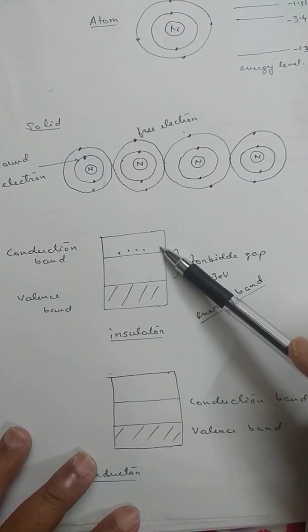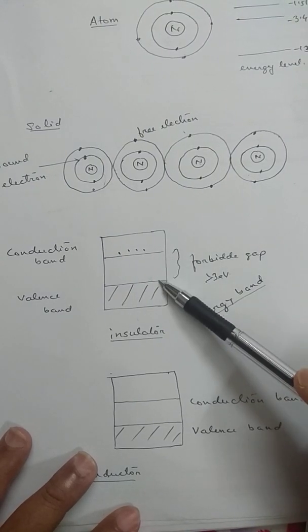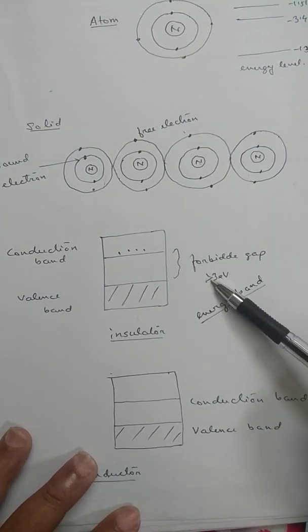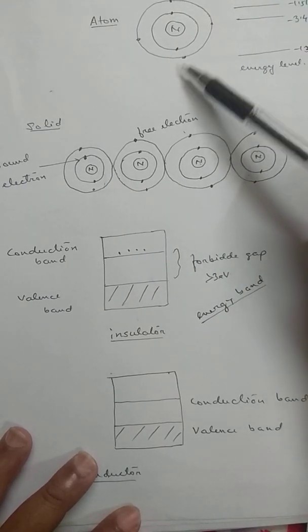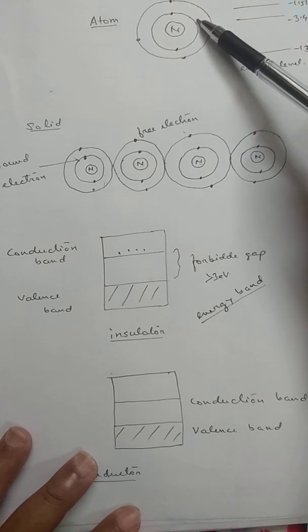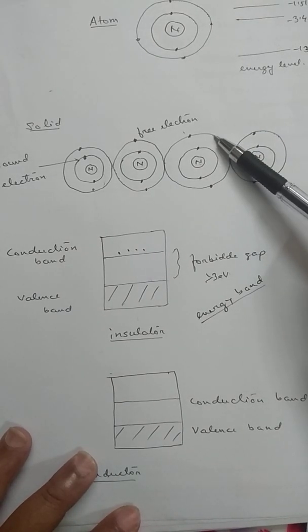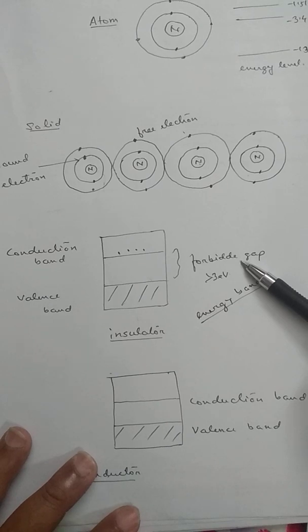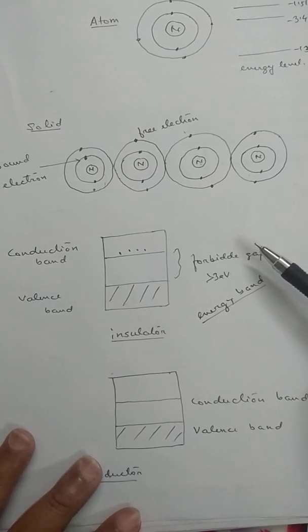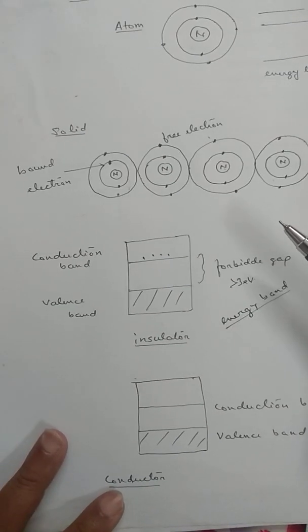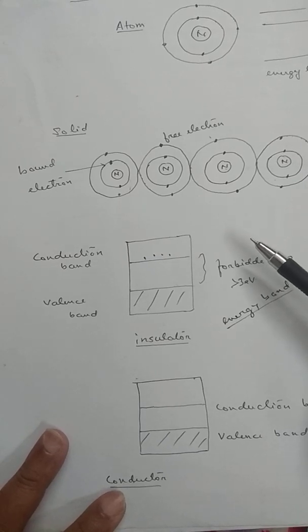In between these two bands, there is an energy gap. This gap is called the forbidden gap. You can see, here also there is an energy gap, here also there is an energy gap, here also there is an energy gap. So this gap is called the forbidden gap. Okay? Is it clear, the concept of free electron?